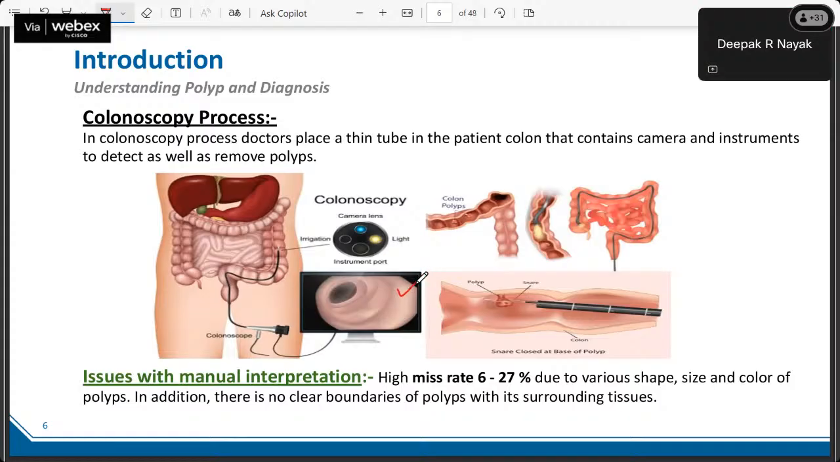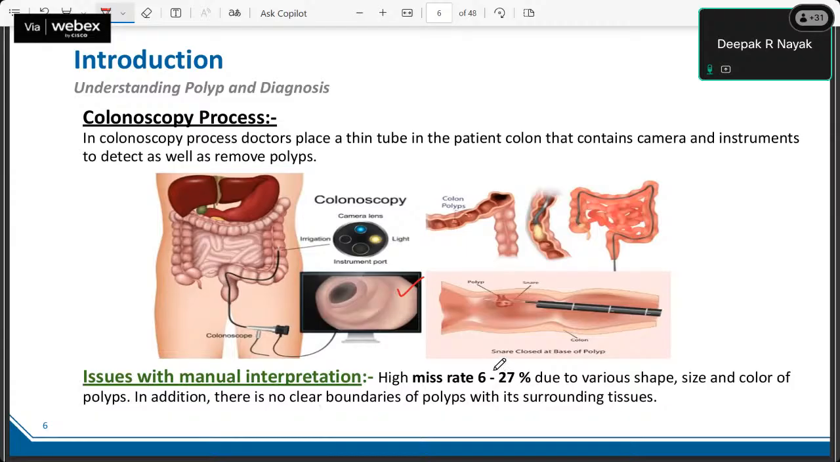But what is the issue with this manual interpretation process? During manual interpretation, the polyp miss rate is between 6 and 27%, which is a really high number. The miss rate is high in this case because of the huge variations in the shape, size, and color of the polyps.